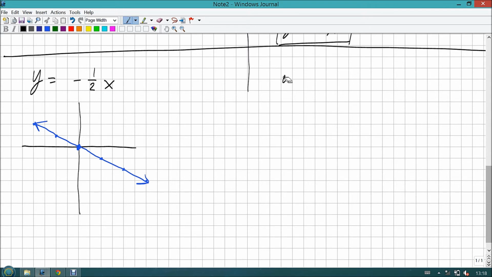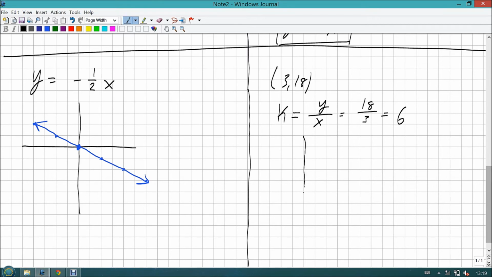What about the direct variation where we're given a point? Let's say that we are given the point 3, 18. And we're supposed to draw the graph of this direct variation. Well, first we need our constant of variation. Our constant of variation is y over x. For this particular case, it is 18 over 3, which is 18 divided by 3, which is 6. So, judging from that, I think this is going to be a really steep graph.